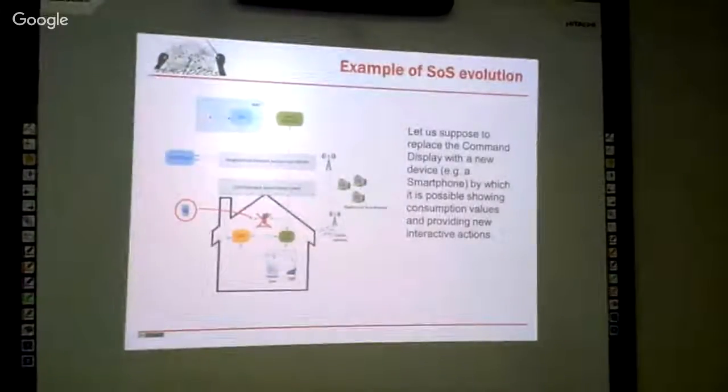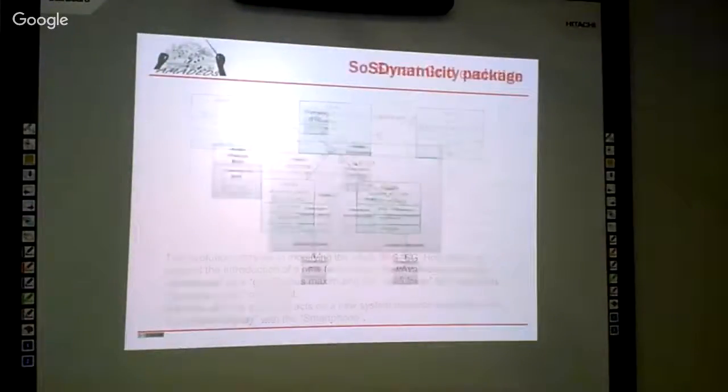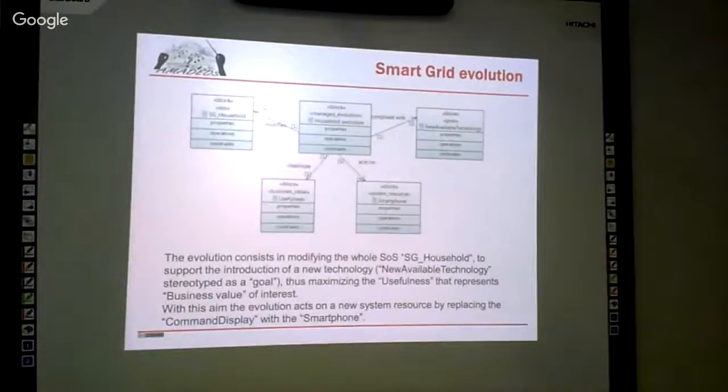Evolution. When we deal with evolution, we suppose that we want to change the command display with a new device because now there is an app and we want to use it. So the evolution consists in modifying the SG household to support the introduction of new technology, and in this way we are going to maximize the usefulness. This is the new available technology. This is the SG household, the business value, the usefulness, and the new resource, which is a smartphone. So we link all these things and we can represent this kind of evolution.